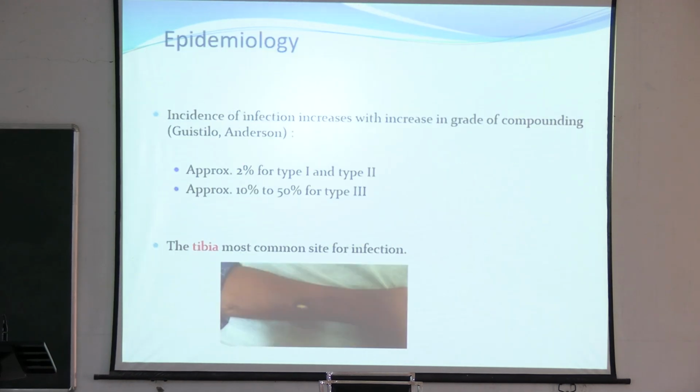Epidemiology, this we can skip. This is again nothing to do with orthopedics. So yes, let's come to this. Which bone is most commonly affected? Tibia is most commonly affected. So this you have to know.